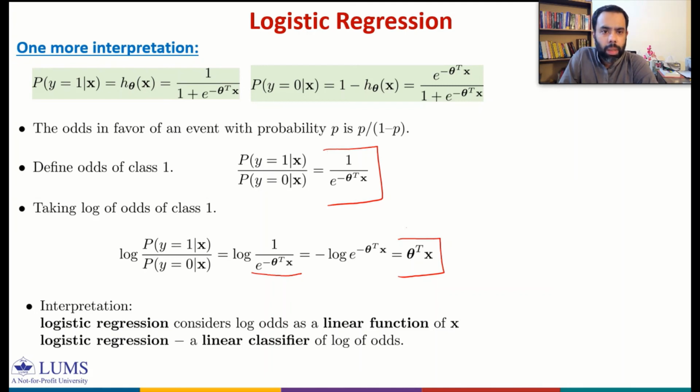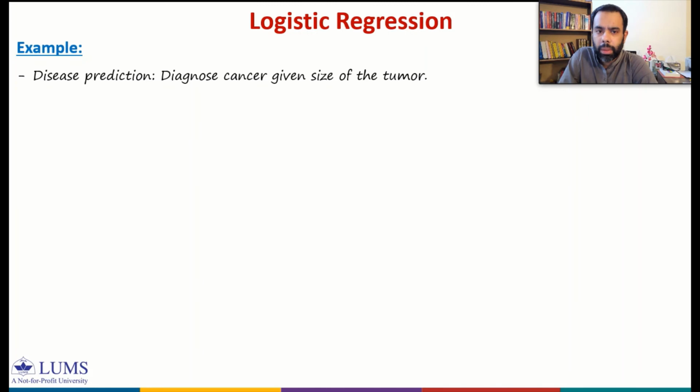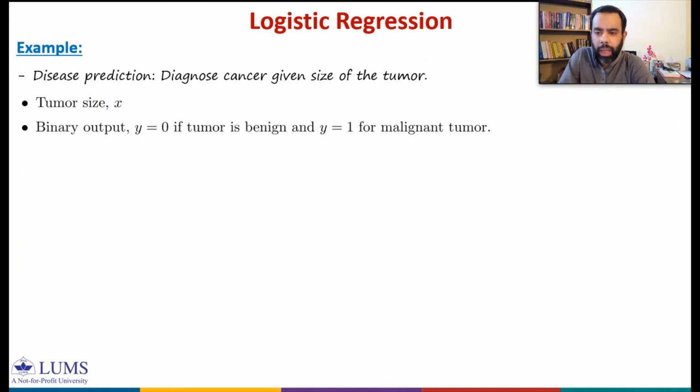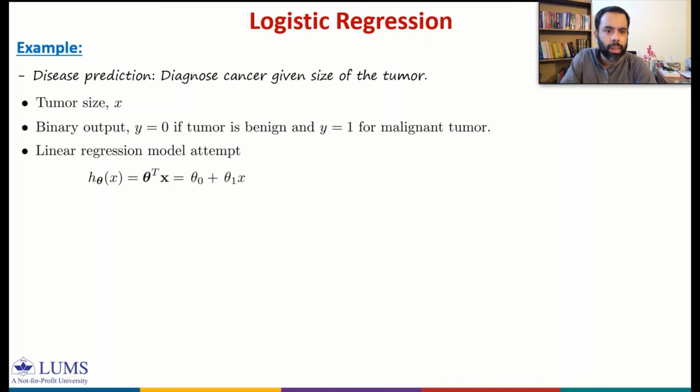Right, let's consider one example in which we will use logistic regression to predict disease. The problem is that we want to diagnose cancer given the size of the tumor. We assume we only have one scalar input, tumor size, which is x. We have a binary output: y is equal to 0 if the tumor is benign, and y is equal to 1 if the tumor is malignant. If we simply use a linear regression model, that will be given by theta naught bias plus theta 1x. And the issue with this is that the output is real valued.